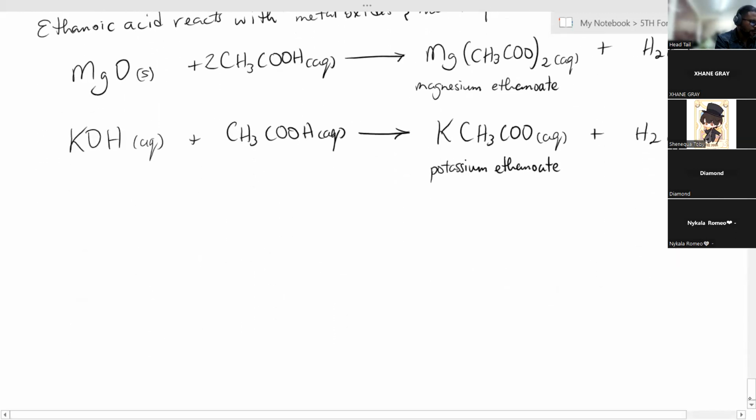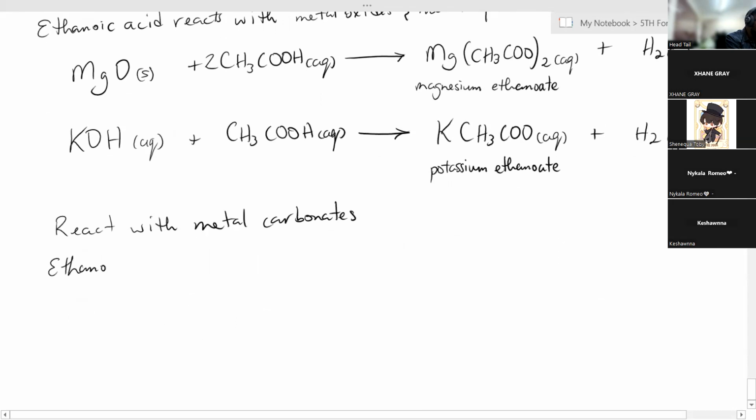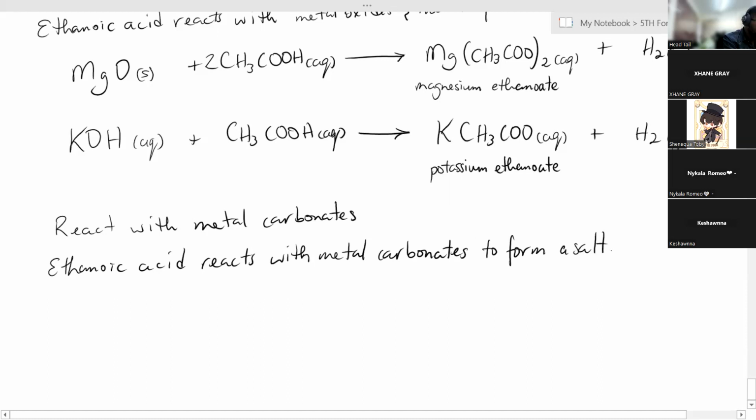You have 2 more reactions to show. The next reaction we have is they react with metal carbonates. So for example, ethanoic acid reacts with metal carbonates to form a salt, carbon dioxide gas, and water.